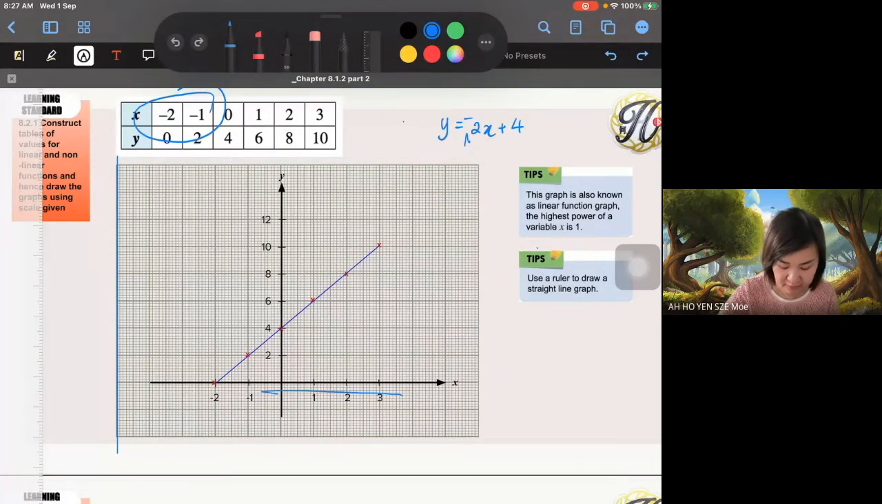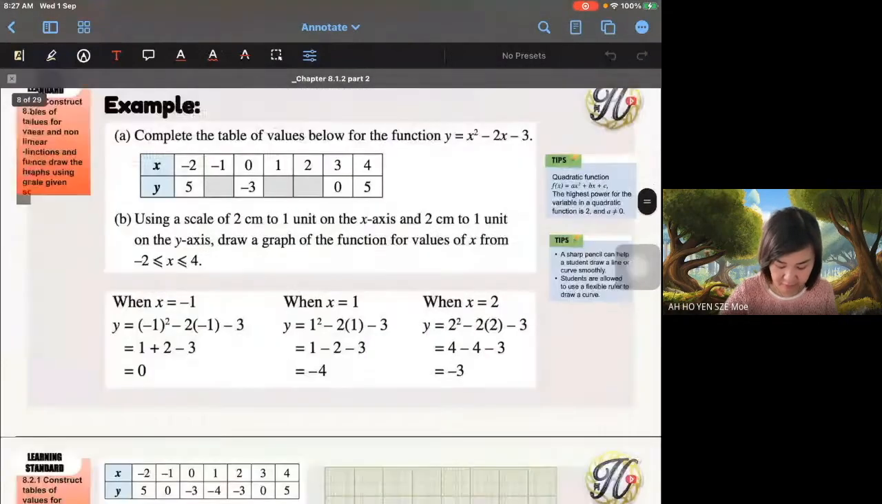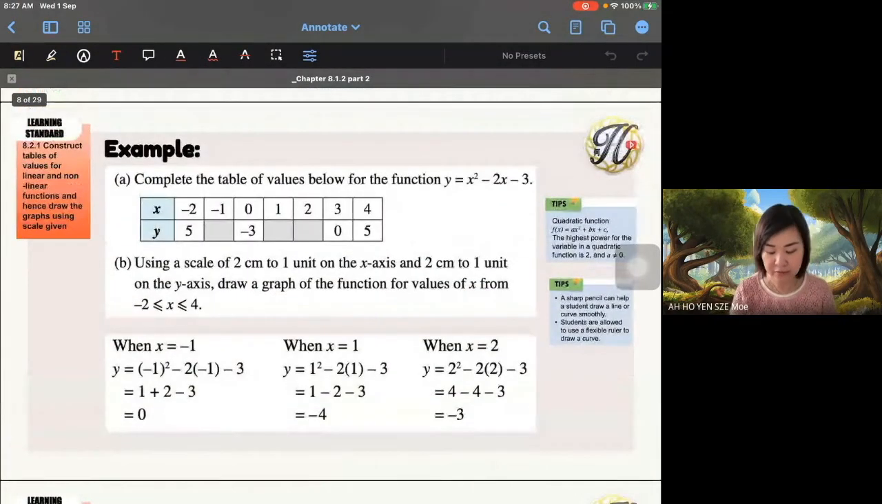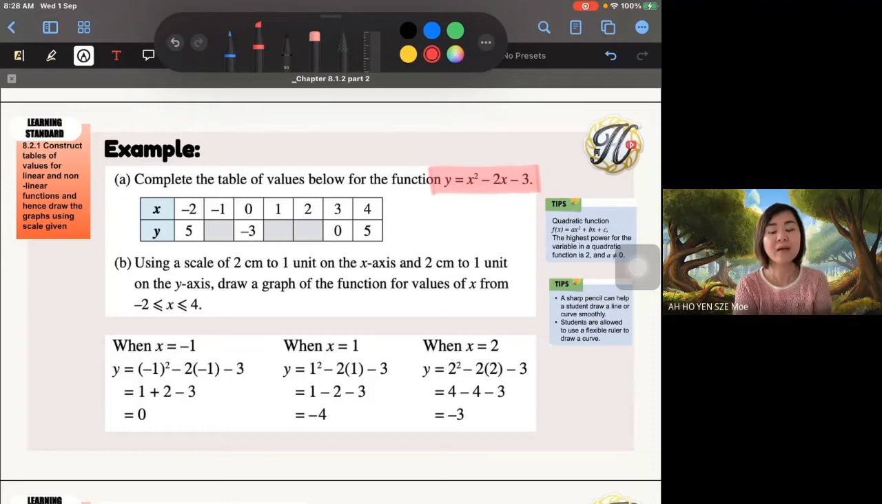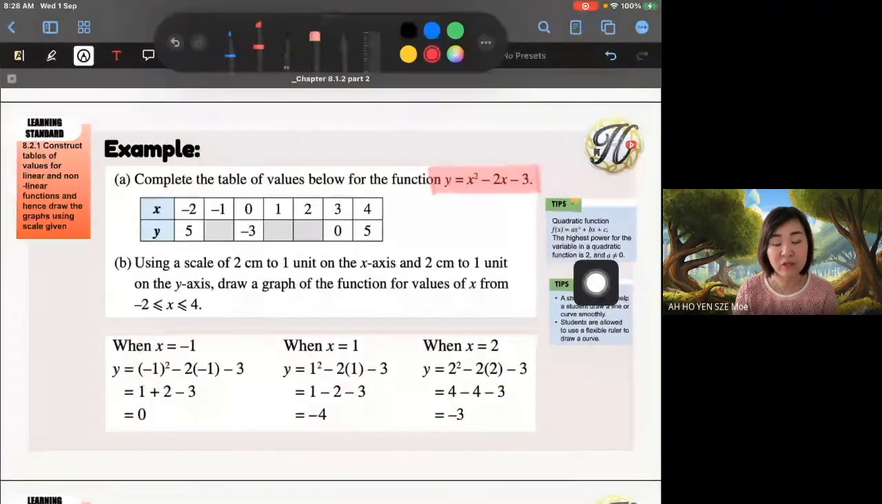Okay, I proceed to the next type of graph. The next one you see here. This is y equals x squared minus 2x minus 3. Now the highest power of the variable in a quadratic function is 2. So when the power of the variable is 2, then we call it quadratic. Just now power 1 is linear. Okay, this is quadratic.